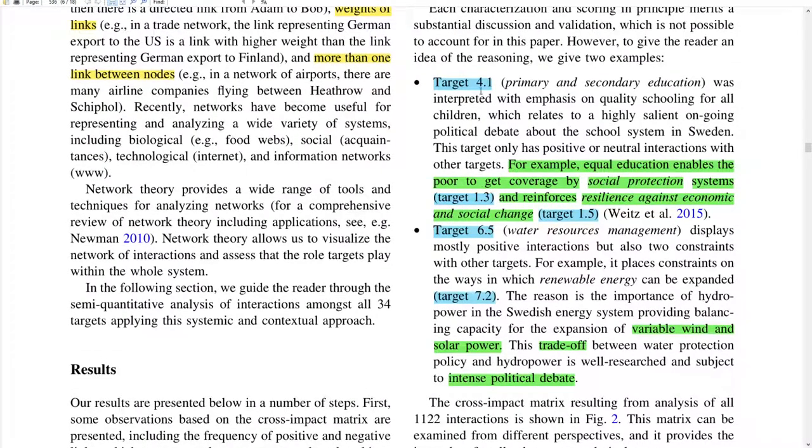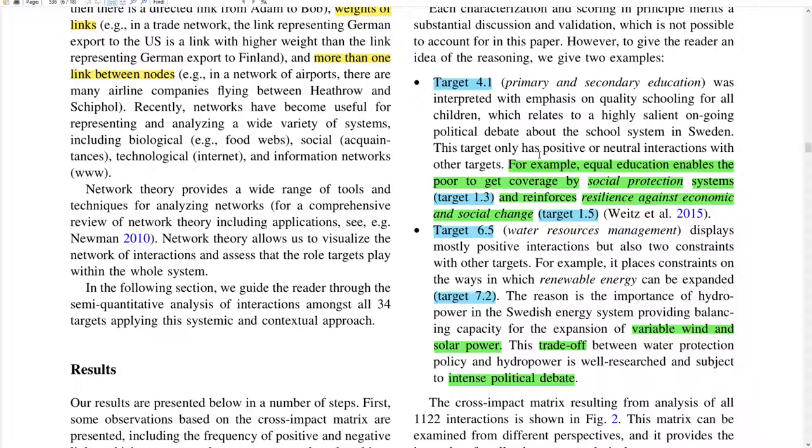Examples, for instance, target 4.1, which is about primary and secondary education, is helping two other targets, 1.3 and 1.5. 1.3 is about social protection systems. It's been enabled, which means it has a plus one. And for target 1.5, it's been reinforced, and I think that's a plus two, if I'm not mistaken.